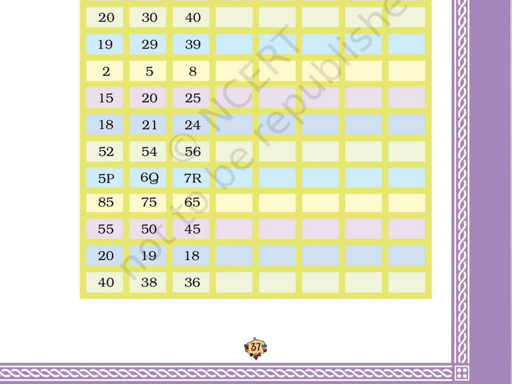Row 15. Box 1, number 20. Box 2, number 19. Box 3, number 18. Box 4, 5, 6, 7 and 8 are blank. Row 16. Box 1, number 40. Box 2, number 38. Box 3, number 36. Box 4, 5, 6, 7 and 8 are blank.